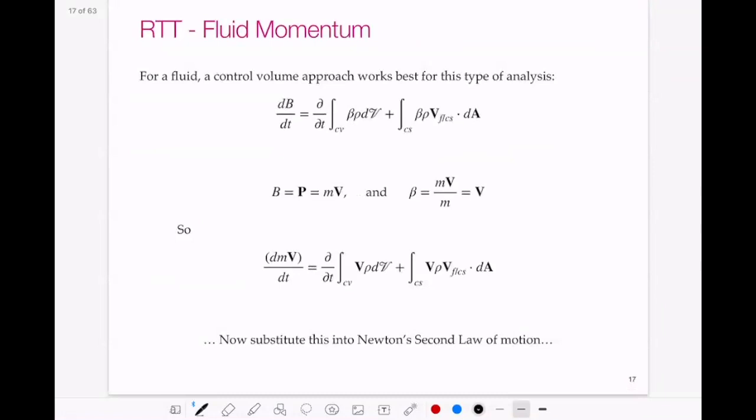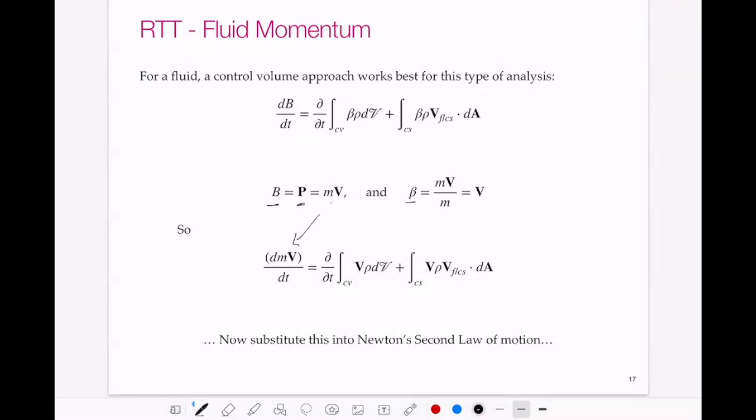So if we look at Reynolds transport theorem again for a fluid, and use a control volume approach, this works best for many momentum and force analysis type problems in fluids. So the rate of change of our extensive property, here we have B, that's written right below. Our extensive property B is equal to our linear momentum, which is m times v. So we substitute that in here. And then our intensive property is just our mass times velocity divided by mass, so we just have velocity.